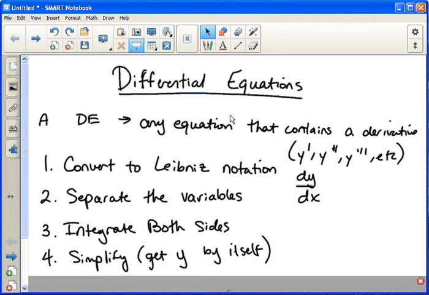Second step, separate the variables. We're going to have 2 variables, either x's and y's or t's and y's, and we need to get all the y's on one side of the equation and all the x's or t's on the other side of the equation. The third step is to integrate both sides, or take the integral of both sides. So we'll be taking the antiderivative and the integral of both sides. Then the fourth step is to simplify. Y has to end up by itself. Sometimes when you take the antiderivative, you'll end up with y squared or 2y or natural log of y, and you have to get the y just all the way by itself.